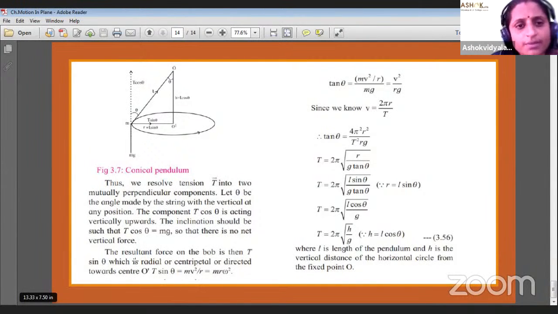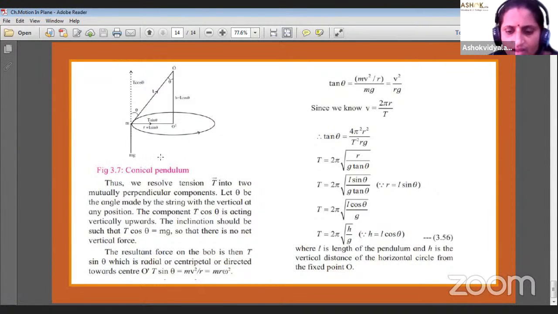T cos theta is balanced by mg, but T sin theta is the radial or centripetal force directed towards the center, that is O dash here. T sin theta is equal to mv square upon r. Since v is equal to r omega, v square upon r is r omega square. Substituting this value, we get T sin theta is equal to m r omega square.